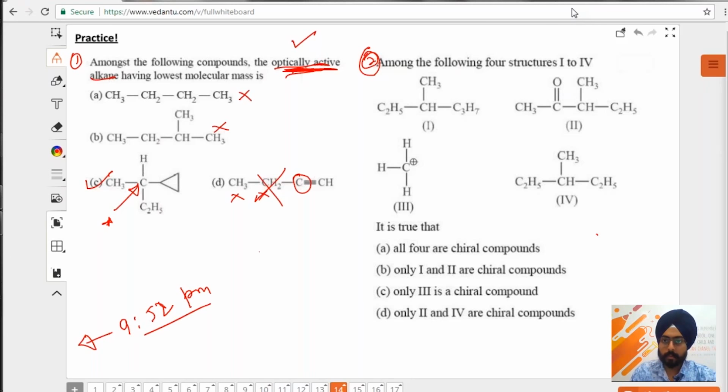Okay, so among the following structures 1 to 4, which one? Basically it is asking what is true. Very simple. It's asking whether they are chiral or not chiral. All you want to see is those specific carbons which are bonded to 4 different things. And I'm sure you guys will perform better this time.